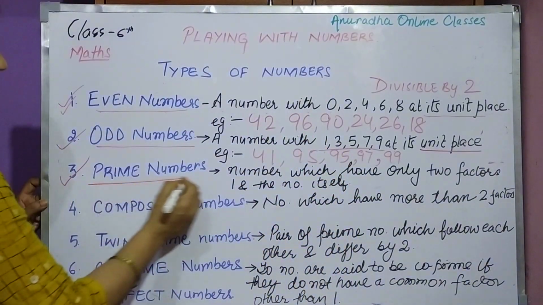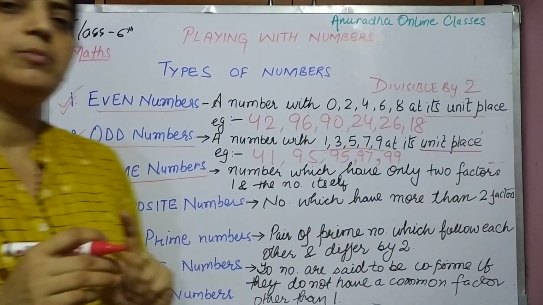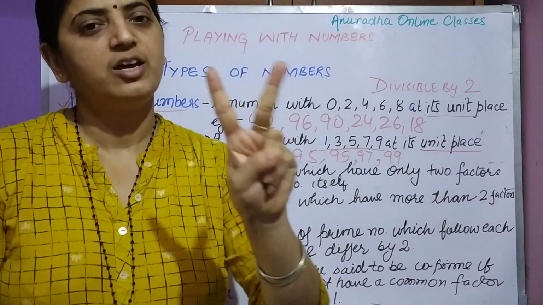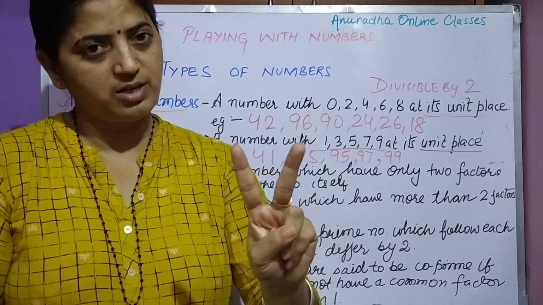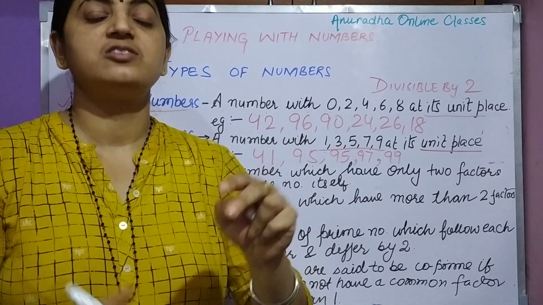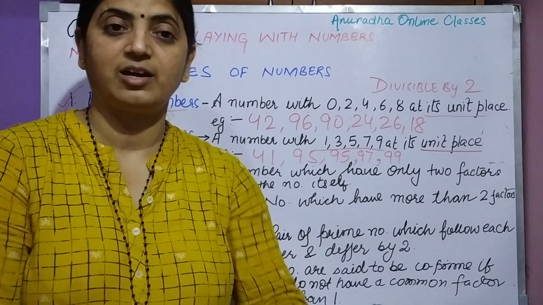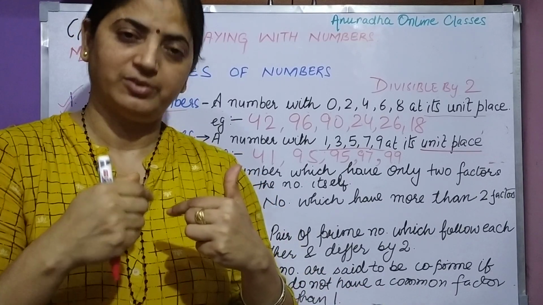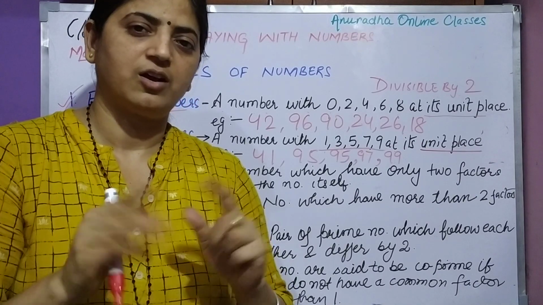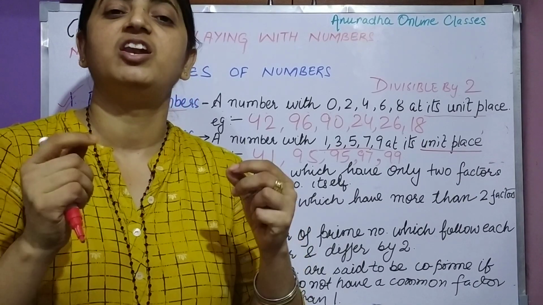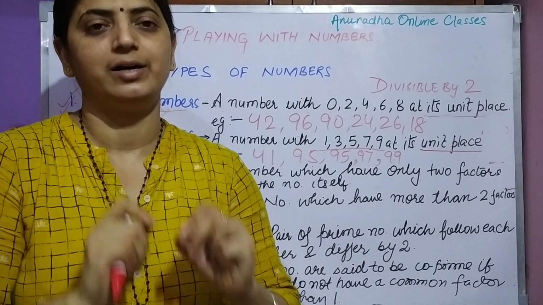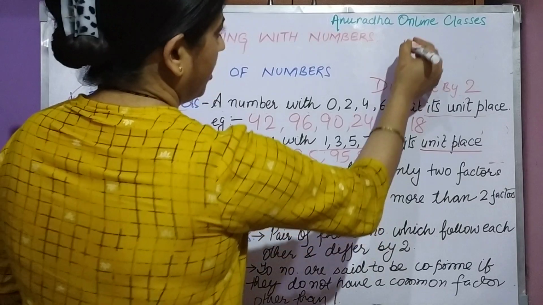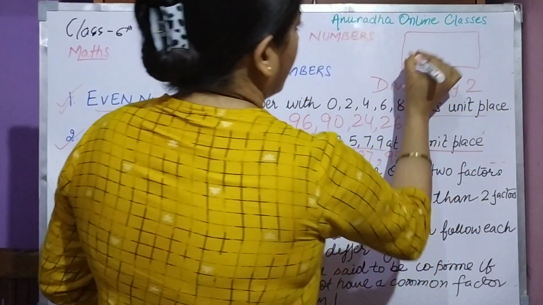Prime numbers. What are prime numbers? Prime numbers are those numbers which have only 2 factors. Only 2 factors means a number that is not divisible by any number except itself. It will be divided only by itself and nothing else. See, if I have written here, I am writing 5.